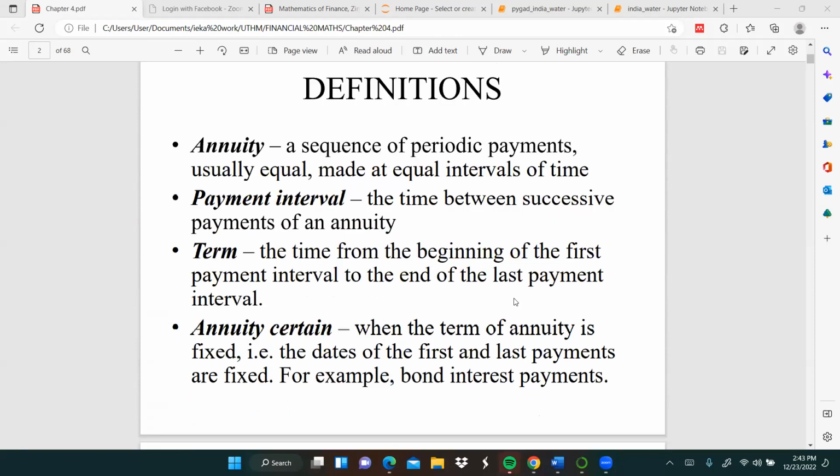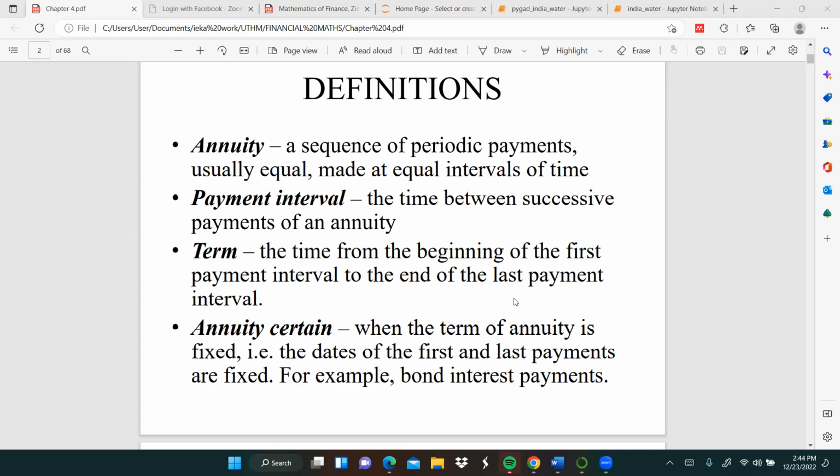So what is annuity? Annuity is a sequence of periodic payments, usually equal at equal intervals of time. So maksudnya kat sini, bila annuity ni sesuatu yang kita buat bayaran tu secara bulanan ke tahunan ke, dan interval dia adalah equal. Boleh kalau dalam bahasa mudahnya, siri pembayaran yang dibuat pada selang waktu yang sama.